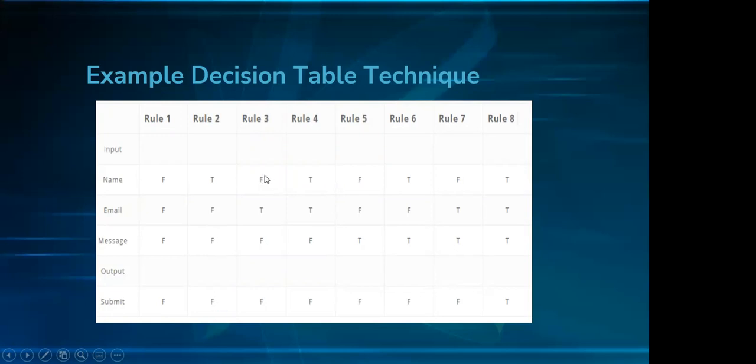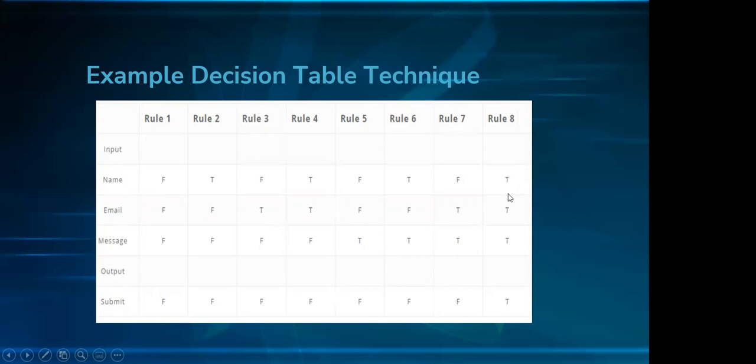If I do rule 3, my name is not correct. I put a correct email, yemi at gmail.com. It's correct. Then I put a wrong message, it will still not come up. So when I'm going to have my button enabled will be when I have the correct name, because these fields here are mandatory fields. And I put a correct email and I put a correct message, then my submit button will be enabled. So that takes us to rule 8.